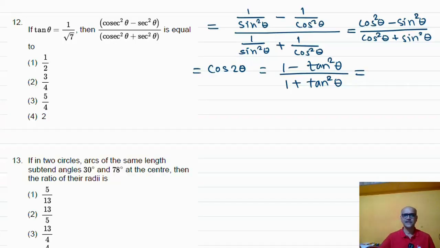Substitute and you will have the answer. 1 minus tan square theta, tan theta is 1 by root 7, so squaring it gives 1 by 7. The denominator becomes 1 plus 1 by 7. After taking the LCM, 7 and 7 cancel. 7 minus 1 will be 6. 7 plus 1 will be 8. So this is equal to 3 by 4.